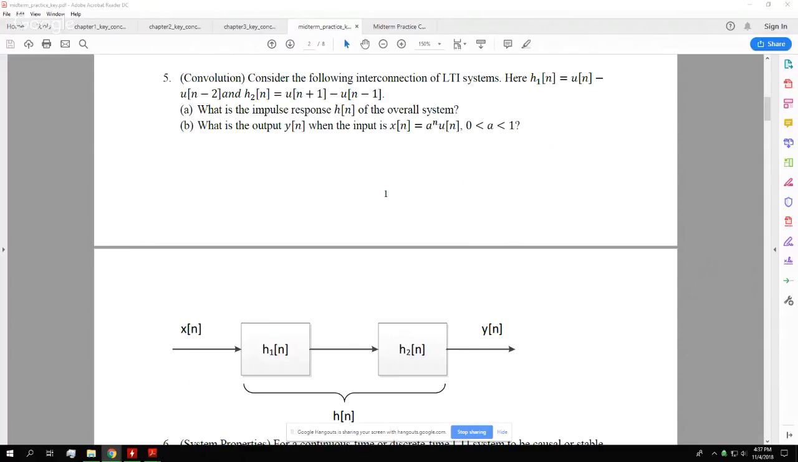All right, so problem 5. It's a convolution problem. It's a discrete time convolution problem. It asks us to consider the following interconnection of an LTI system. That means it's linear and time invariant. Here we have the equation for h1 of n, which is equal to the unit step from 0, and then it turns off when n equals 2.